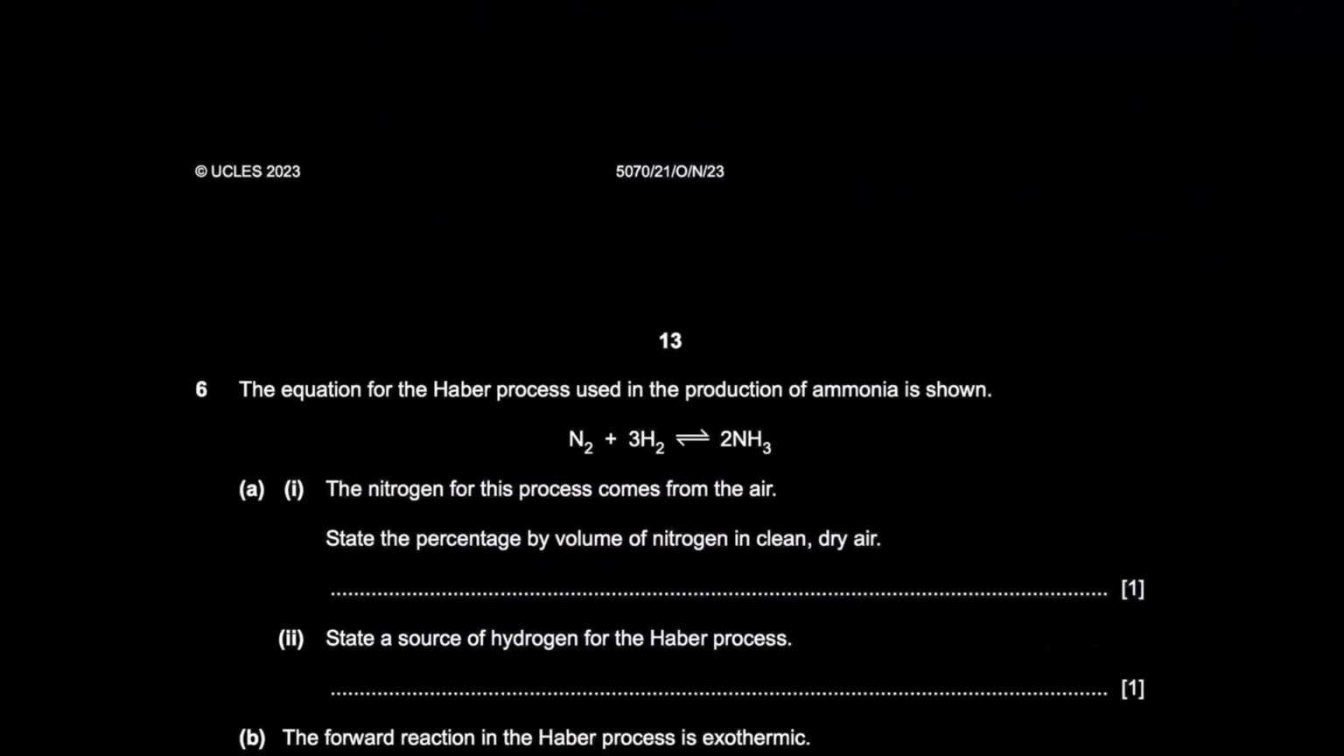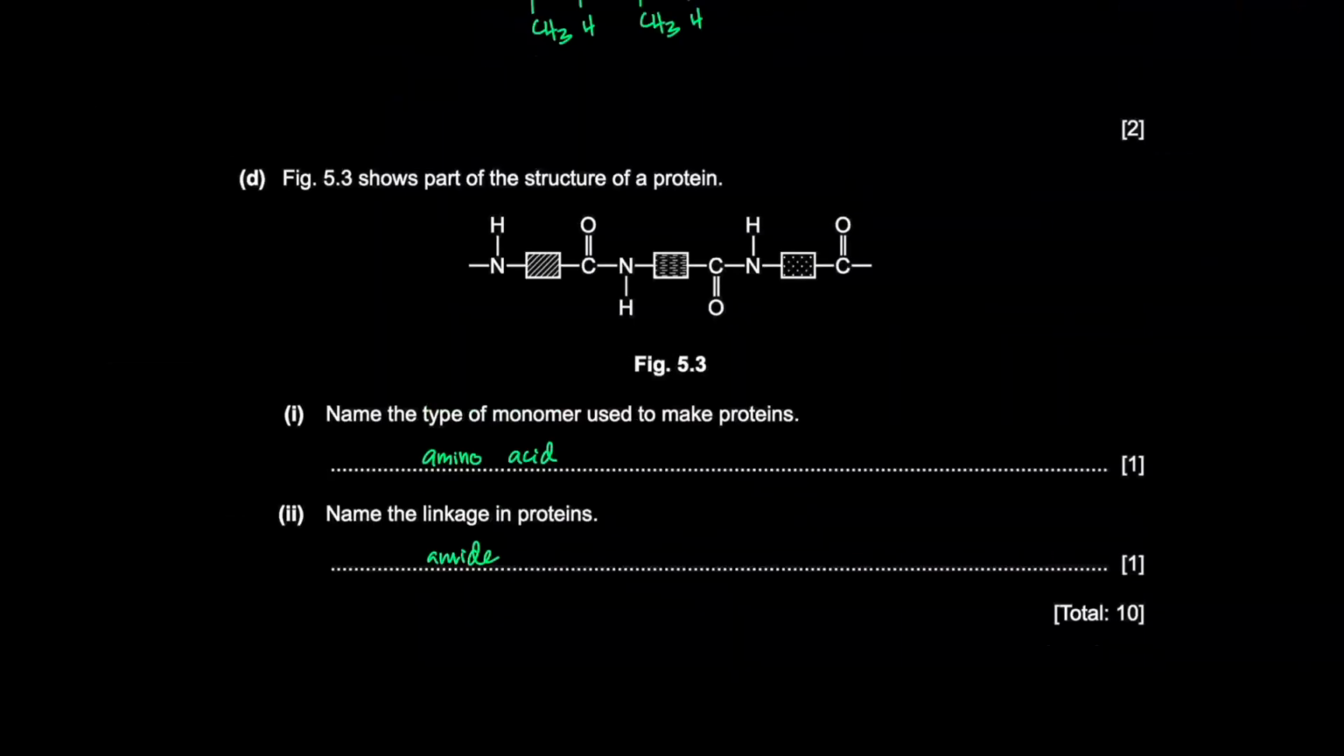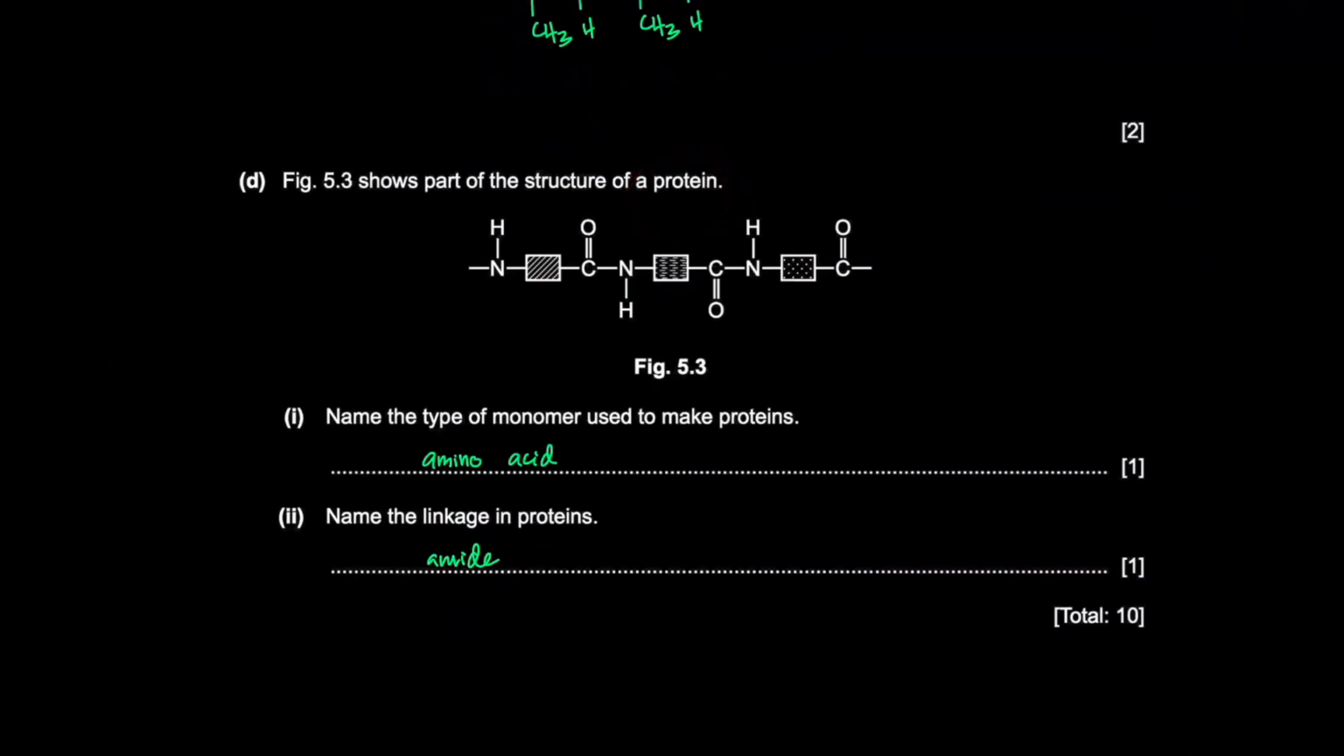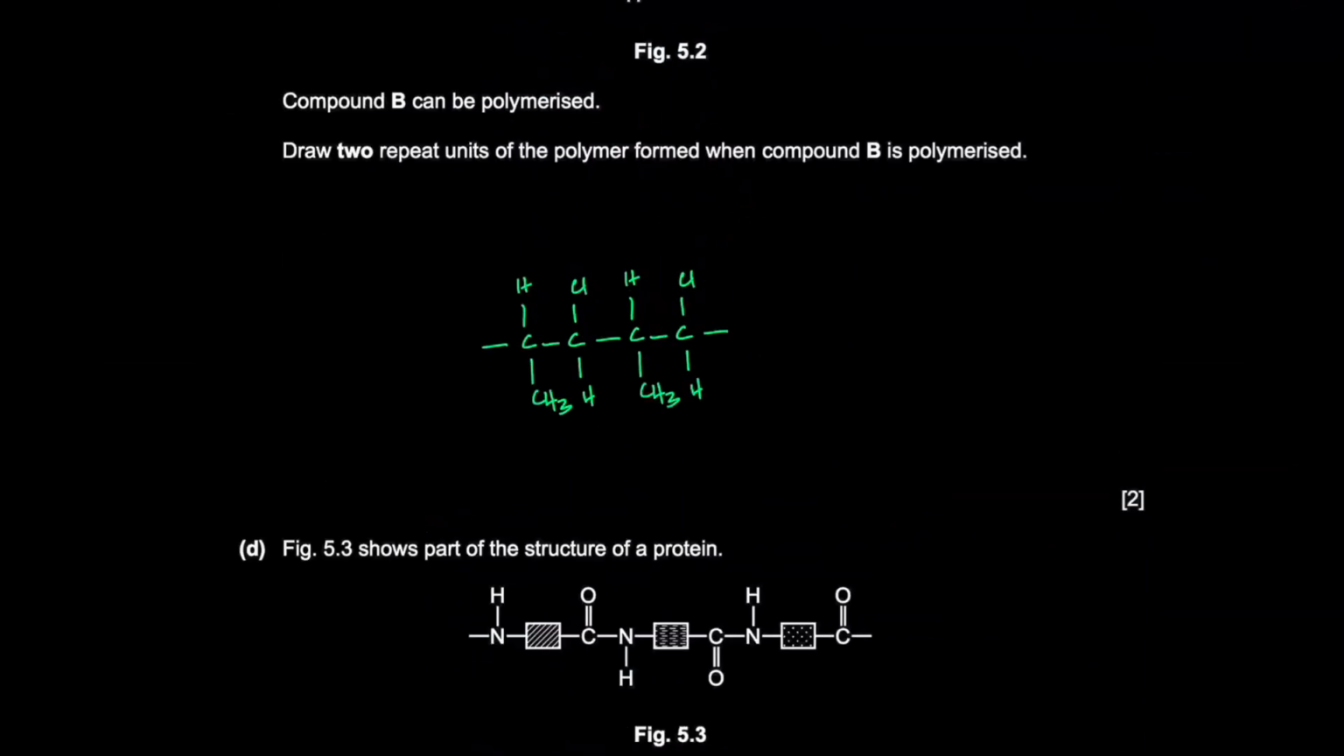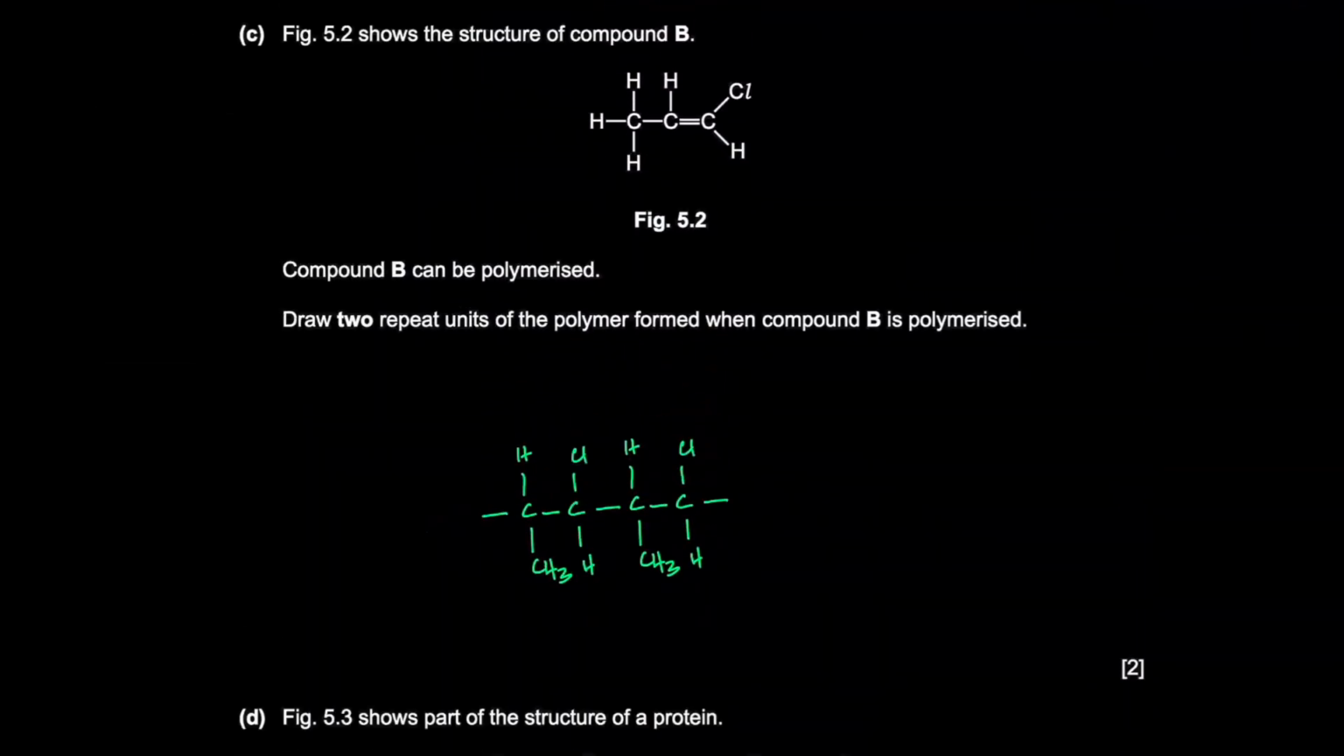And again, the type of polymerization here is condensation. Okay, when you make a protein, it's made through condensation polymerization. In the previous example, it was addition polymerization.